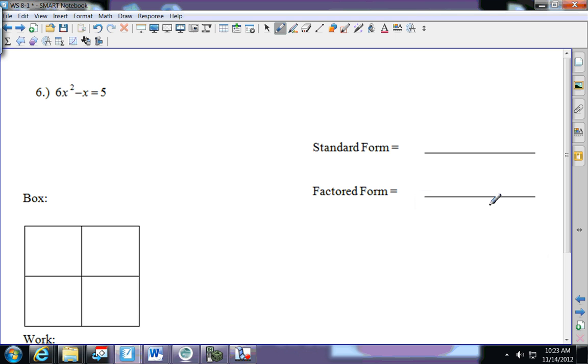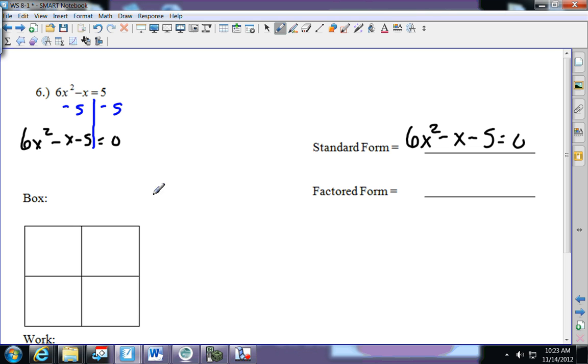All right, on number 6, to put it into standard form, we need to move the 5 to the other side. So I have to subtract 5 from each side. 6x squared minus x minus 5 is 0. There's my standard form. Is there a GCF to pull out? Nope, there's nothing besides 1 that goes into all those. So 6x squared goes up here. Negative 5 goes down here.